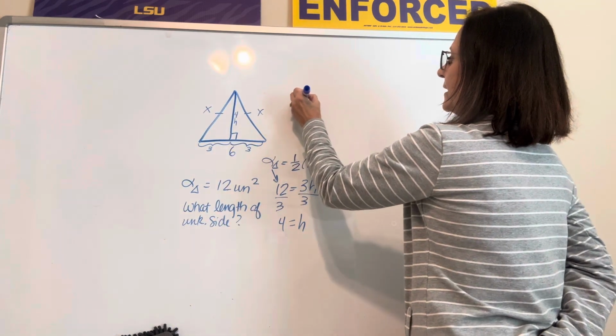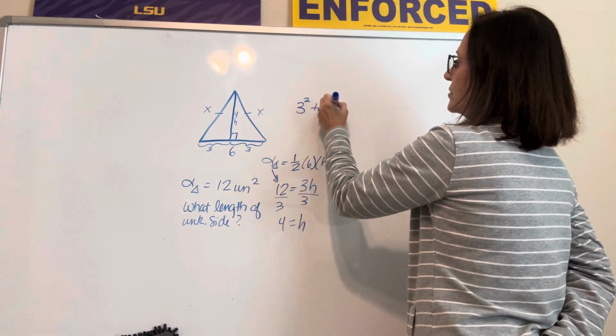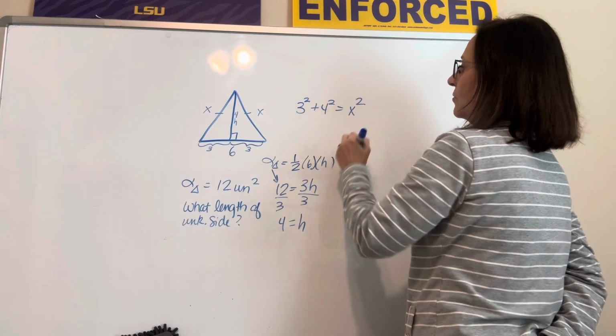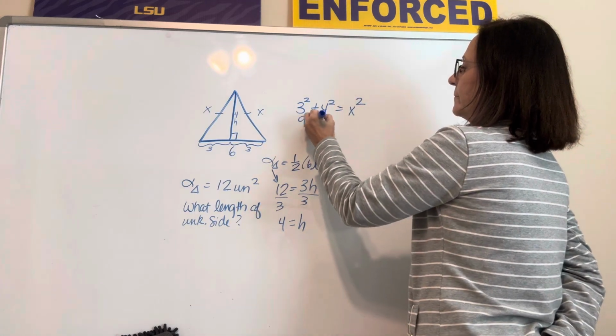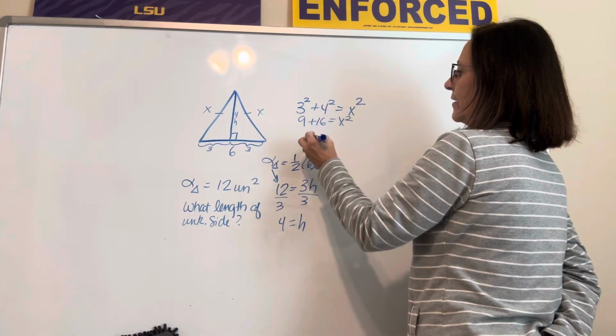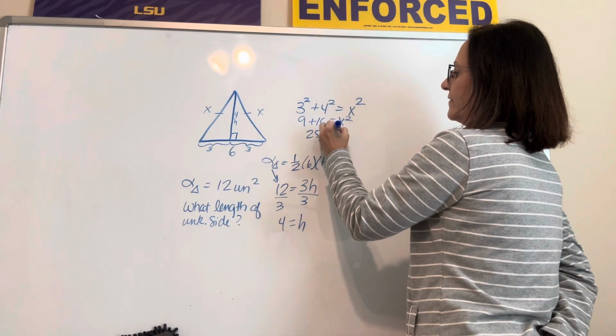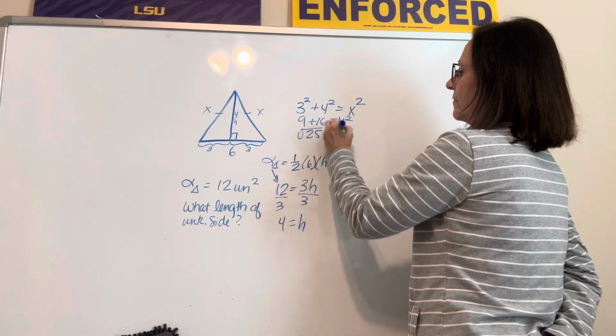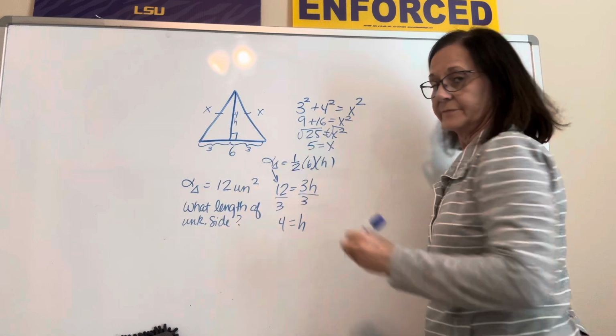So you would do 3 squared plus 4 squared equals x squared. That's 9 plus 16 is x squared. That's 25 is x squared. Take the square root, x is 5.